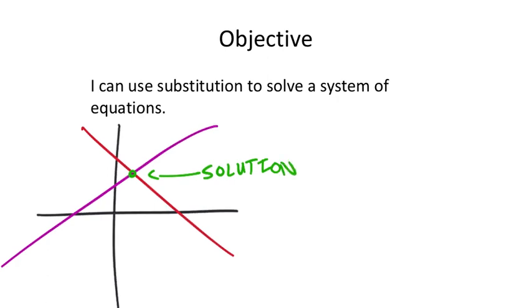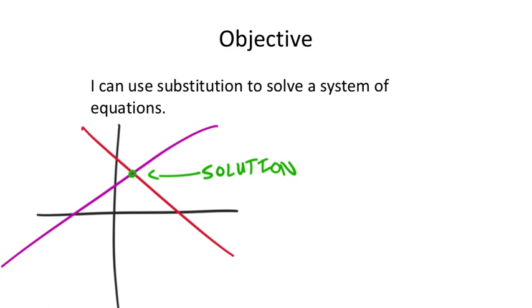Now, we've talked about this before. It's because this green point right here would make the red line equation true, but it would also make the purple one true as well. The way this sets up, it's the only ordered pair or location on the graph which would make both of them true.